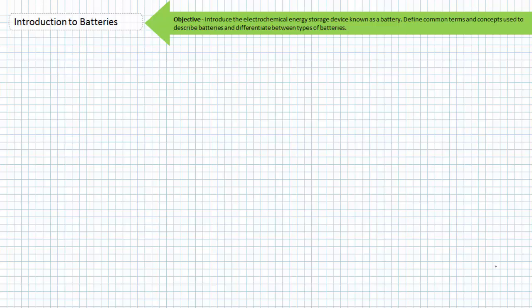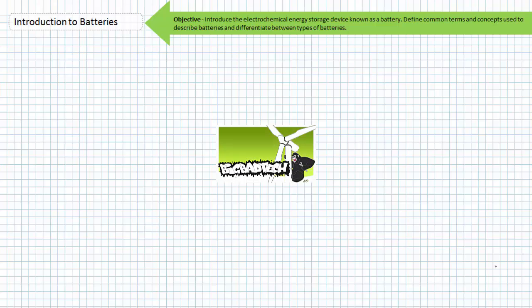Our objective today is to perform a brief introduction to the battery, an electrochemical energy storage device. We'll introduce common terms and concepts used to describe batteries and differentiate between different types of batteries. This lecture operates under the presumption that you are at least marginally skilled in basic DC circuit analysis. If you need to brush up on this skill set, by all means check out the Basic Electronics 1 DC Circuit Analysis playlist available at the Big Bad Tech channel.